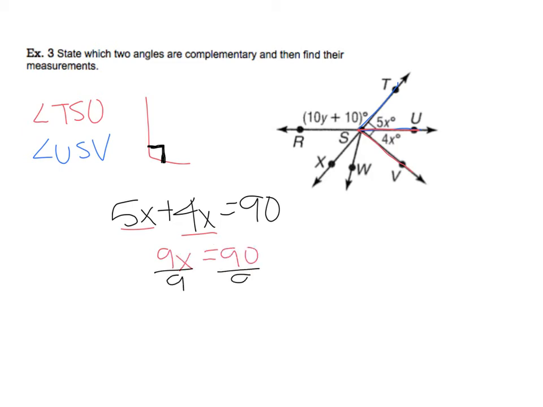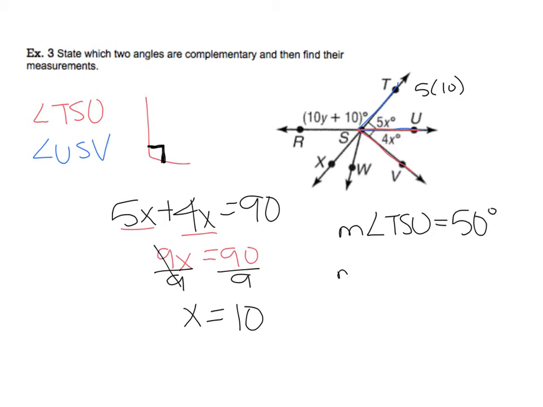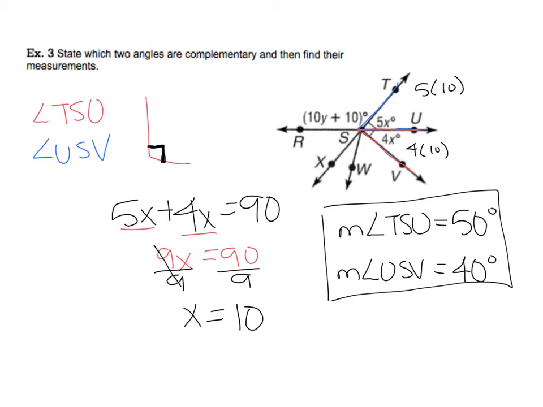Last step to get x by itself would be to divide both sides by 9. And we get that x equals 10. Now, the question didn't ask for x, it asked for the measurement of those angles. So the measurement of angle TSU is, well, I know x is 10 and angle TSU is 5x, so I would just substitute that in. So 5 times 10 gives me a grand total of 50 degrees, which would conclude that the measurement of USB would have to be 40 degrees. And guess what? Yes, 4 times 10 actually does give me 40 degrees. So voila, that is the answer.